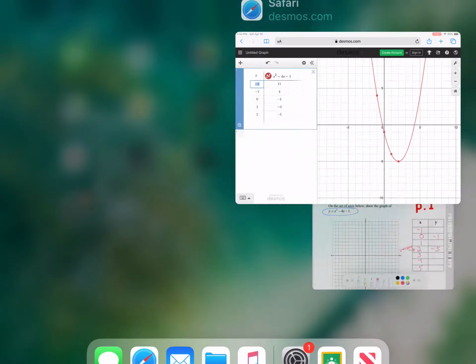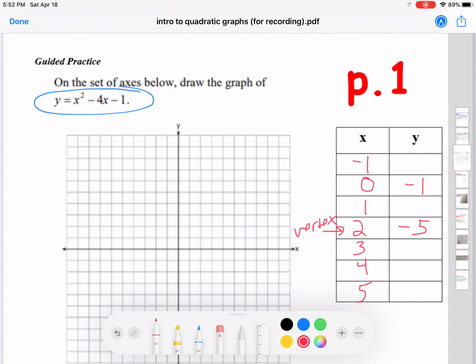So let's go ahead and finish filling in our table and go ahead and plot our points. Okay, so first I'm going to start by plotting our vertex, and then we'll do some points on either side.